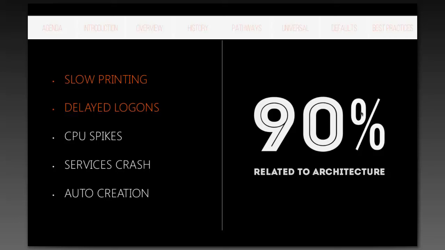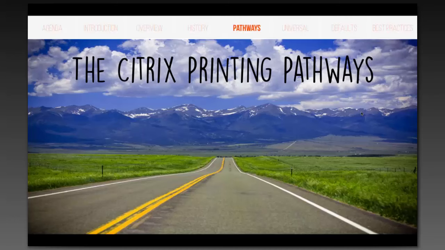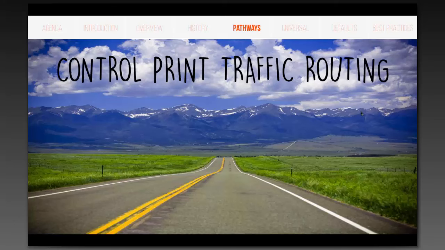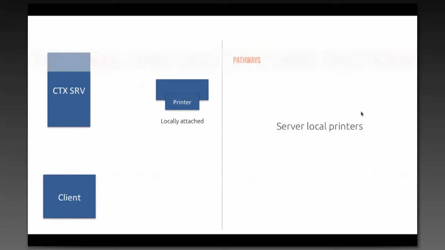Which brings me to the Citrix printing pathways. We basically have two, the client and the network printing pathway, and with these pathways we can basically control how print traffic is routed throughout our print architecture, or print environment, I must say.